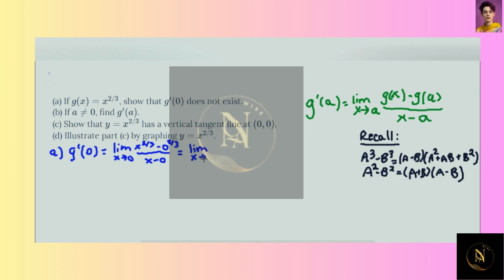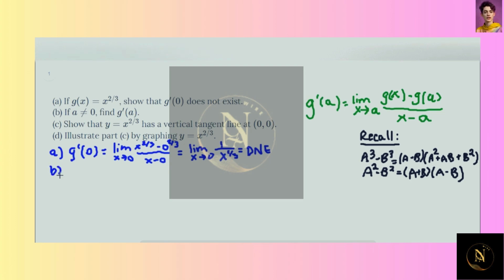So x to the 2/3 divided by x will be 1 over x to the 1/3. And as x approaches 0, this limit does not exist, since we cannot divide by 0. So in part A, g prime of 0 does not exist.